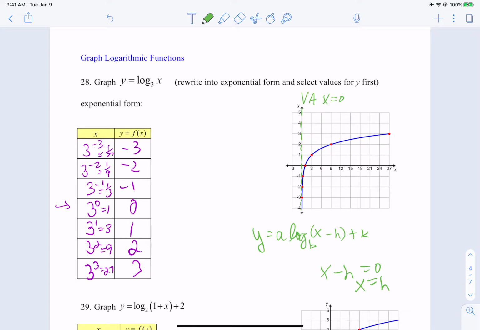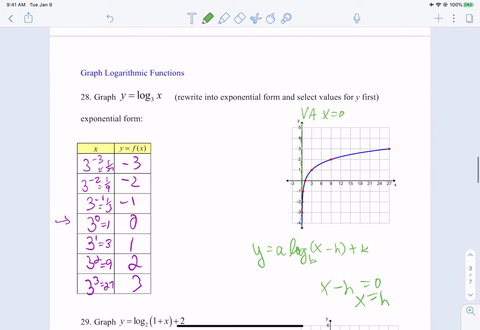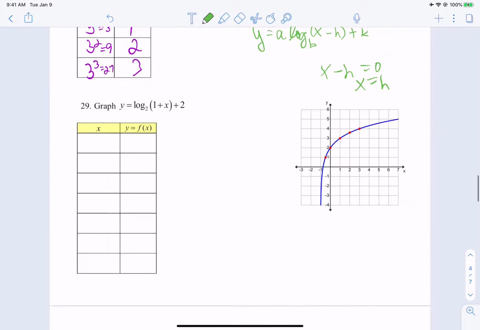Our h and k would still do what they always do. They move it left and right or up and down. The a value in front could possibly stretch it or flip it. Okay? So there's 28. Before we go on, does anybody have any questions about 28? Okay, so let's take a look at 29.